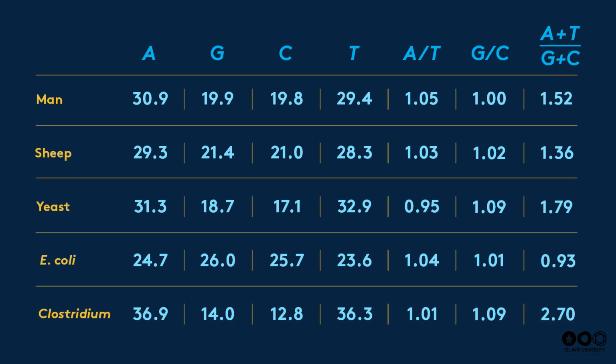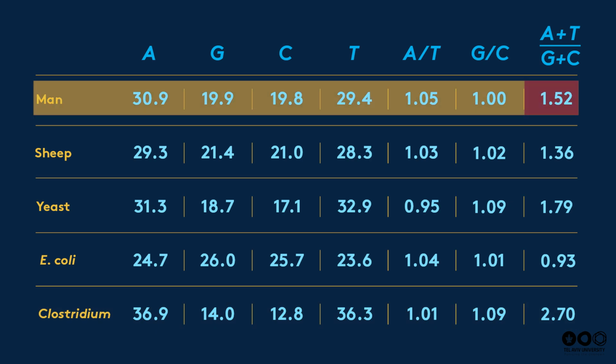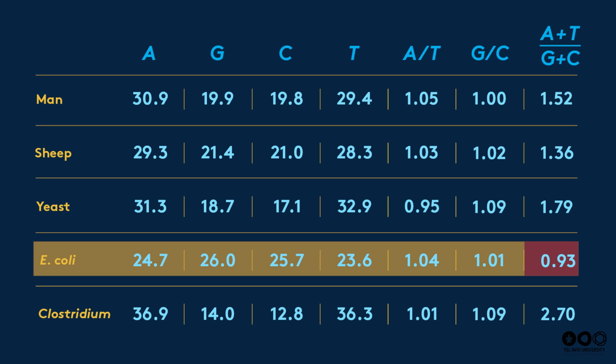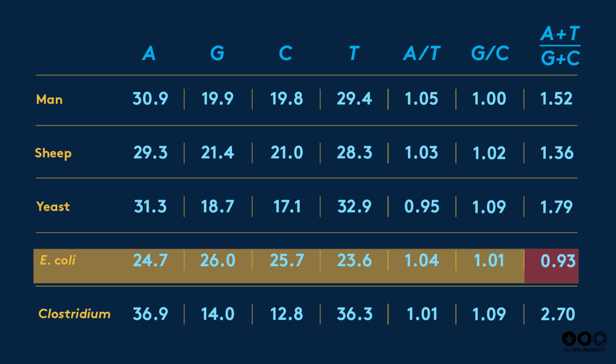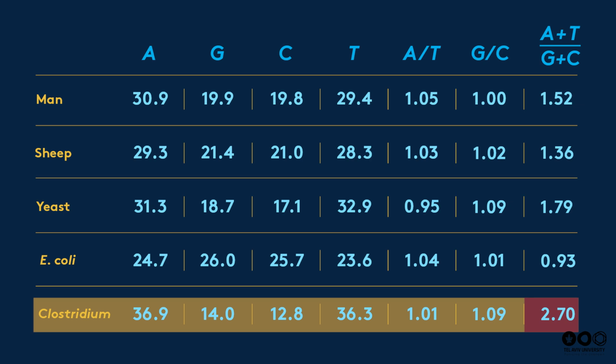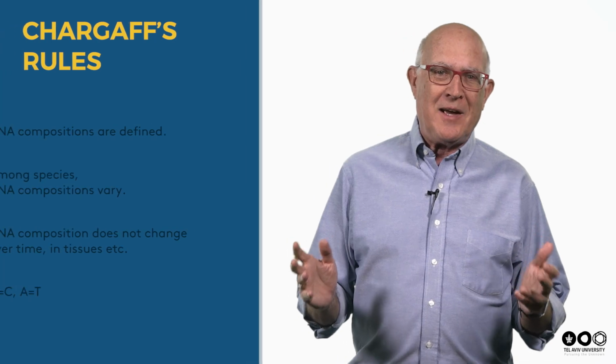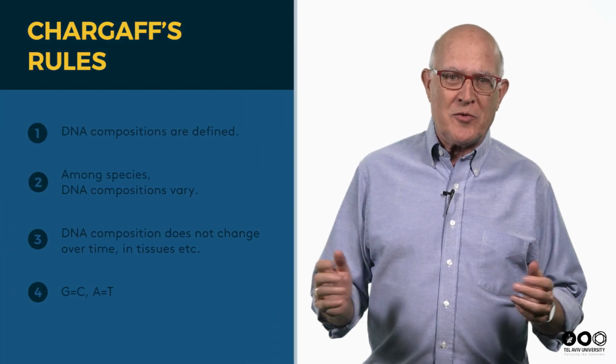Thus, for example, people have 1.5 times more A plus T than G plus C, while the bacterium E. coli is measurably richer in G plus C. But this is not a general rule for all bacteria, as the DNA from the bacterium Clostridium is remarkably poor in G plus C. Ultimately, Chargaff formulated a set of 4 rules, commonly known as Chargaff's rules.